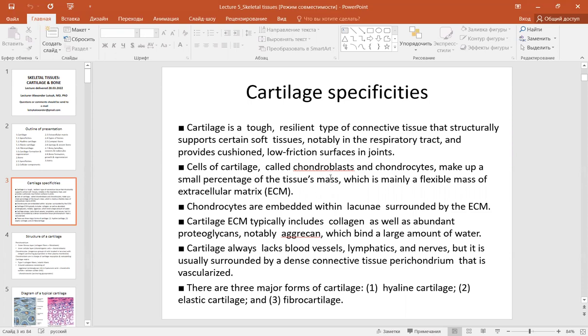Cells of cartilage called chondroblasts and chondrocytes make up a small percentage of the tissue's mass, which is mainly a flexible mass of the extracellular matrix. Chondrocytes are embedded within lacunae, surrounded by extracellular matrix. Cartilage extracellular matrix typically includes collagen as well as abundant proteoglycans, notably aggrecan, which bind a large amount of water. Cartilage always lacks blood vessels, lymphatics, and nerves, but it is usually surrounded by a dense connective tissue, the perichondrium, that is vascularized. There are three major forms of cartilage: hyaline, elastic, and fibrocartilage.